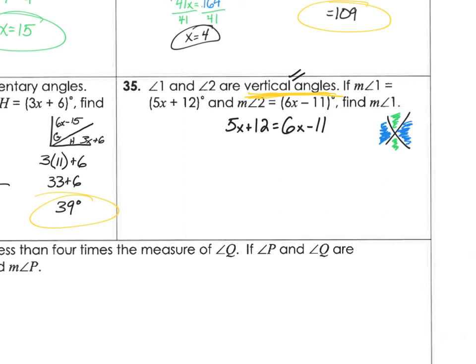Good. We're going to add 11 to both sides. And we're going to subtract 5x. These will cancel out. This will cancel out. You would get 23 equals 1x or just simply x. Is that our answer?